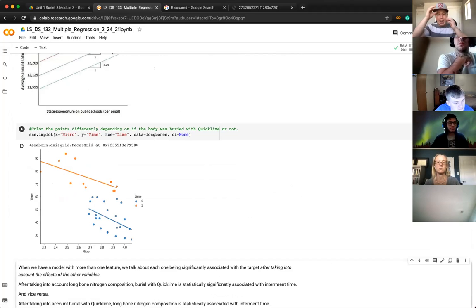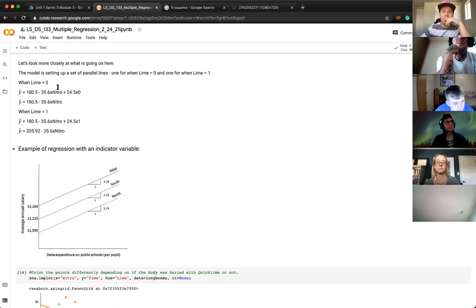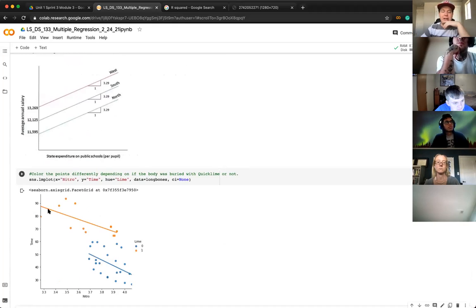However, you'll see that these lines are not exactly parallel. It's because Seaborn is not quite exactly following the same process that we have here. Seaborn is taking a subset of the data. It's taking the yellow points and fitting a regression line. And then it's taking the blue points and fitting the regression line. Whereas we fit our line for both at the same time, okay? But you can see that they're mostly parallel, and there's one line for the skeletons with quicklime and one line for the skeletons without, okay?